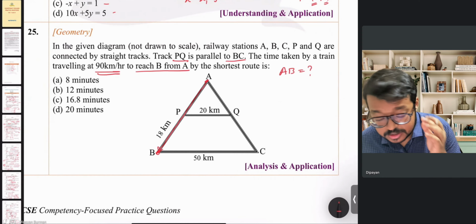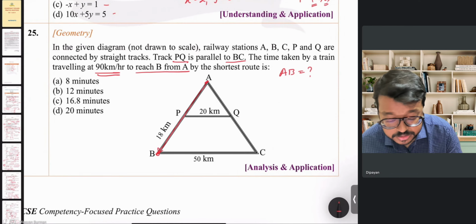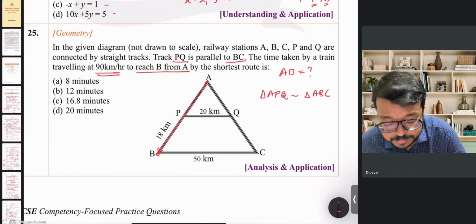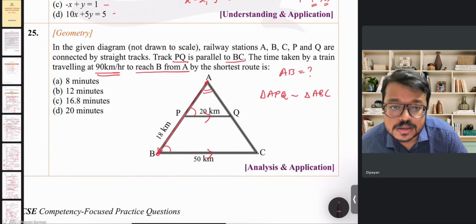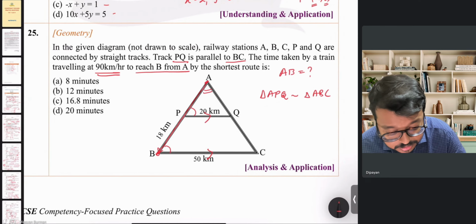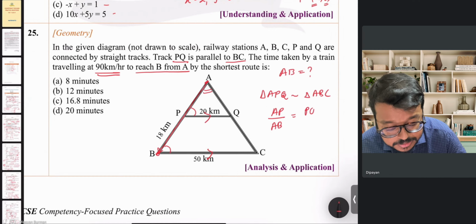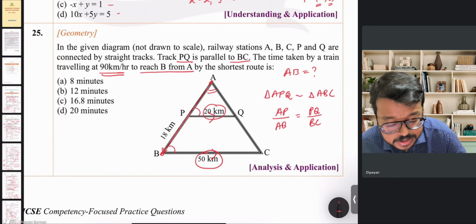Okay, fine. So then, if I look at my triangles, I know that triangle APQ is similar to triangle ABC. It can be proved because if PQ is parallel to BC, I will have a pair of corresponding angles. A is a common angle. So by AA similarity, APQ and ABC are similar. Therefore, the ratio of sides AP by AB must be equal to the ratio of sides PQ by BC. PQ by BC is 20 by 50, which is the same as 2 by 5. So therefore AP by AB is also 2 by 5.